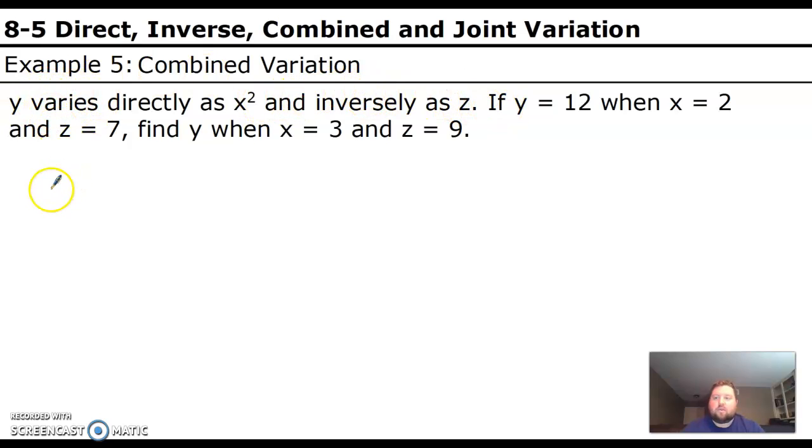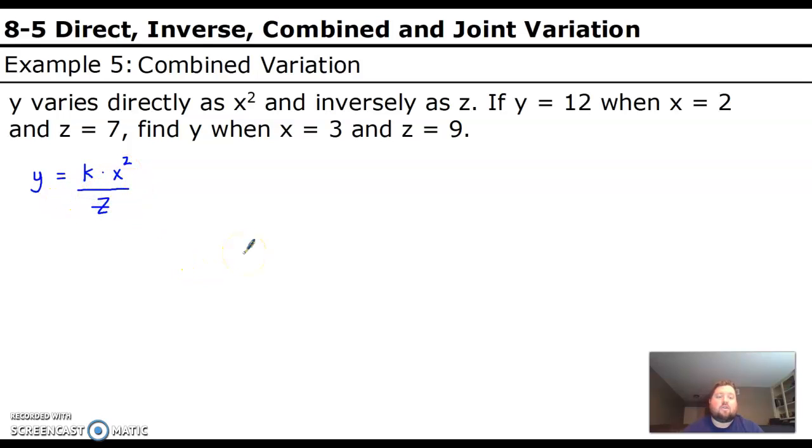All right, so whatever's before the word varies is going before the equal sign. Okay, then you're going to immediately put your k there. And then remember what direct variation looked like. Y varies directly as x squared. So direct variation multiplied by k. So you want to multiply k by x squared. And then if we move over to inversely, inversely divides k by that thing. So if we're inversely as z, then we want to divide by z.